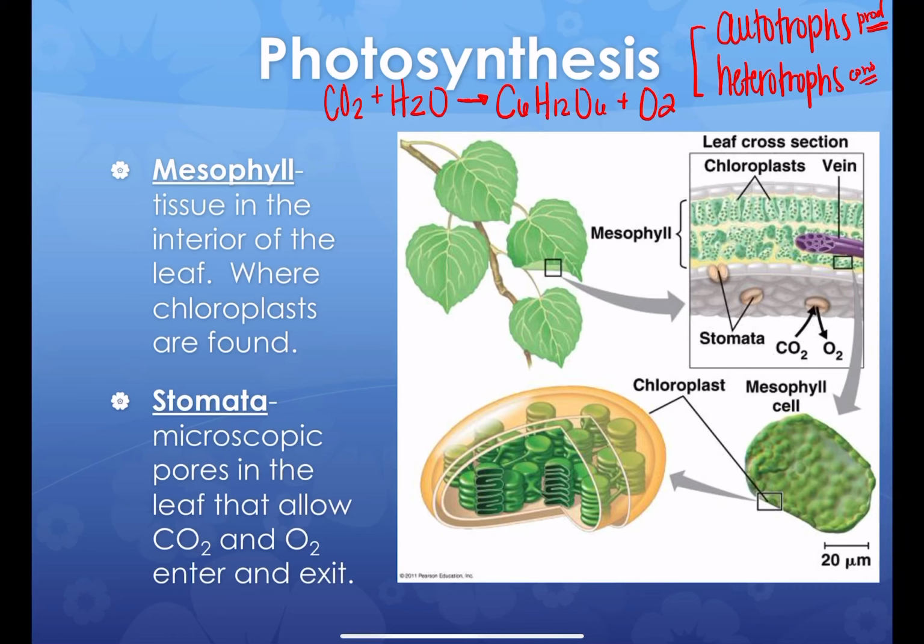So autotrophs make their own energy. Troph comes from the word trophic, and a trophic level is like an energy level. We'll talk about those more in our ecology unit in the spring. So autotrophs make their own energy. Heterotrophs use energy from other organisms. They don't necessarily make their own energy. So let's jump into photosynthesis.